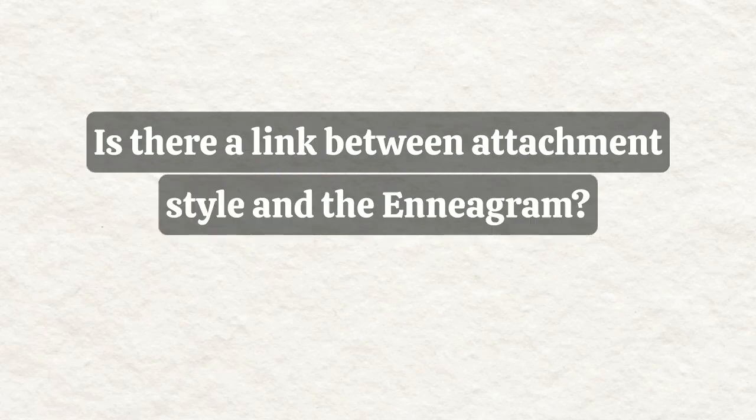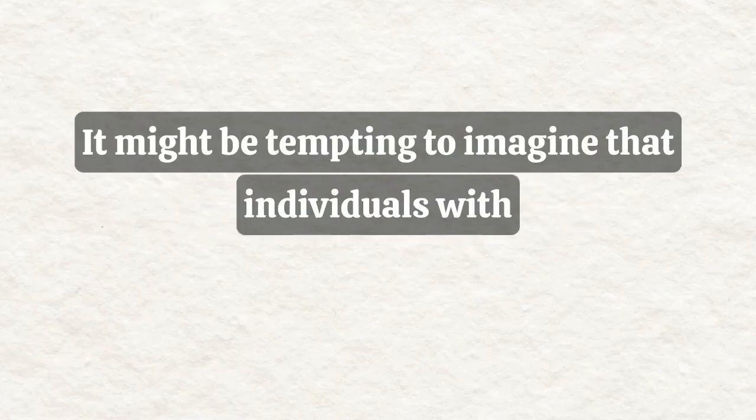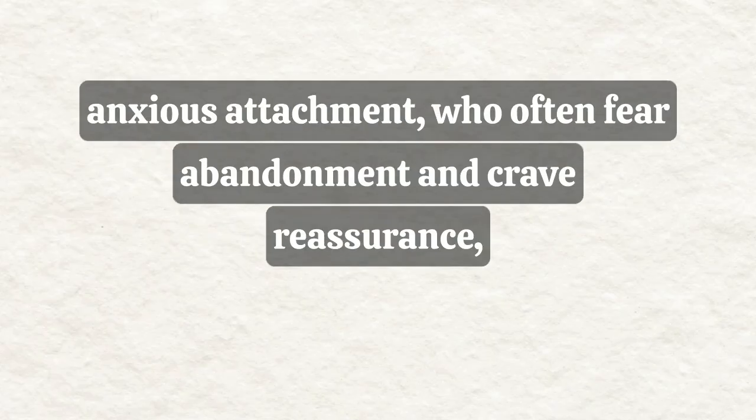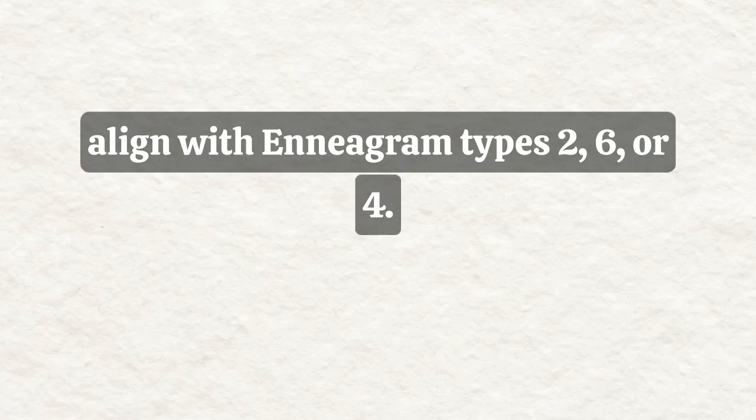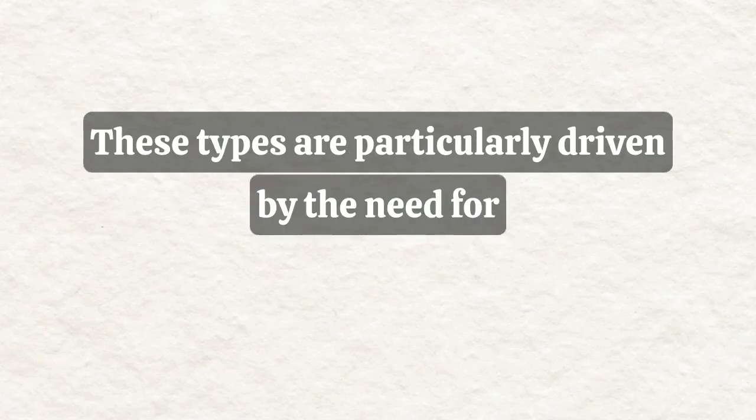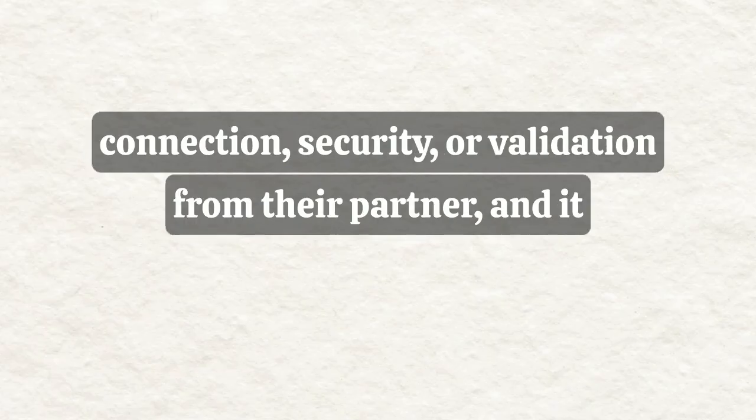Is there a link between attachment style and the Enneagram? It might be tempting to imagine that individuals with anxious attachment, who often fear abandonment and crave reassurance, align with Enneagram types 2, 6, or 4. These types are particularly driven by the need for connection, security, or validation from their partner.